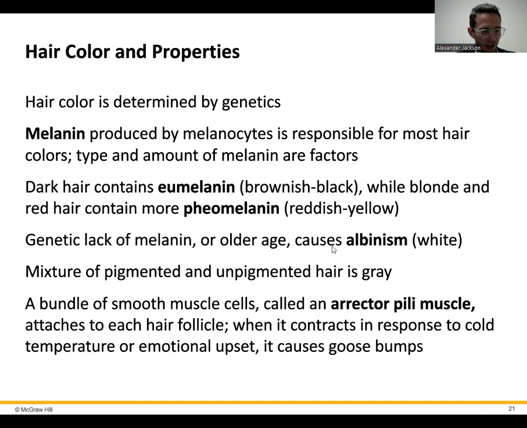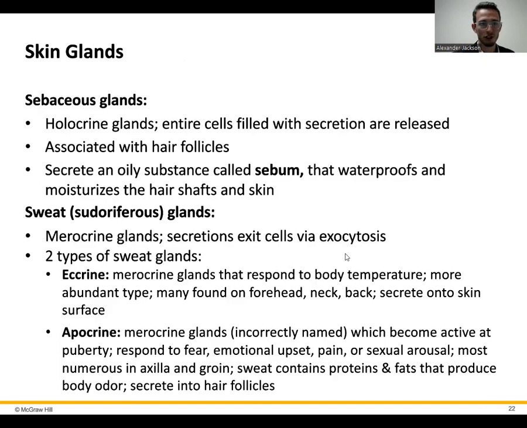I'll get harangued for that. Anyway, we talked about erector pili muscles, so we can move on.